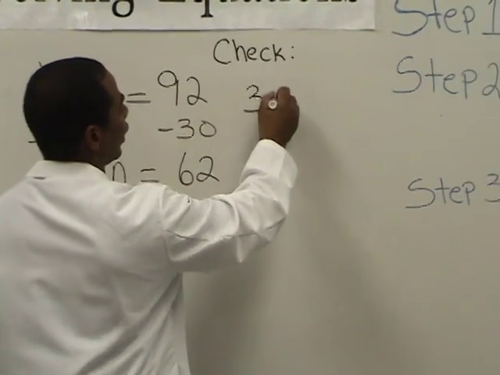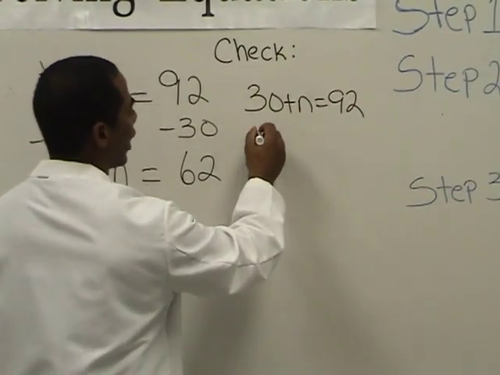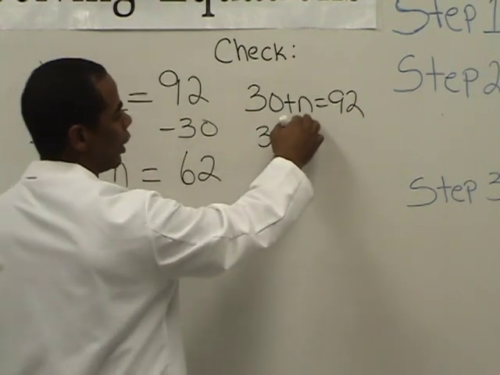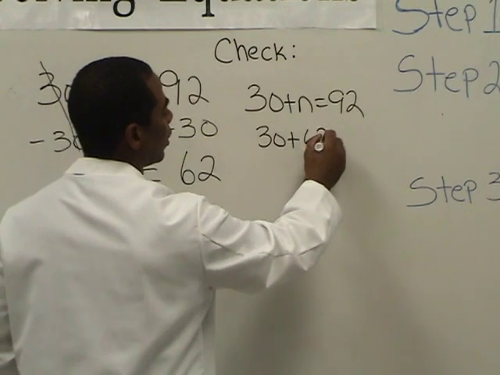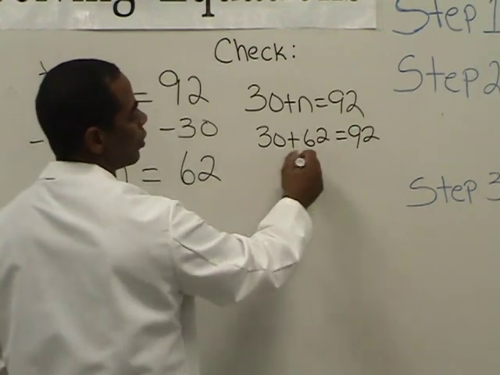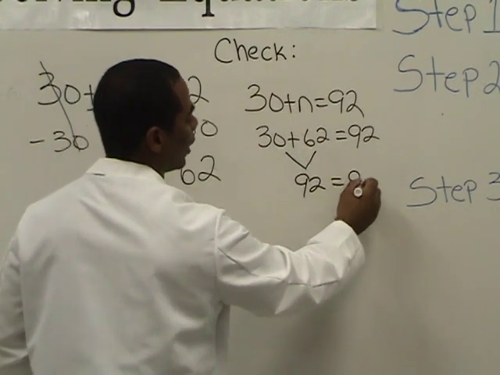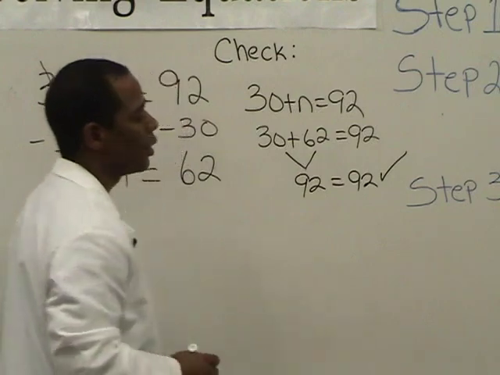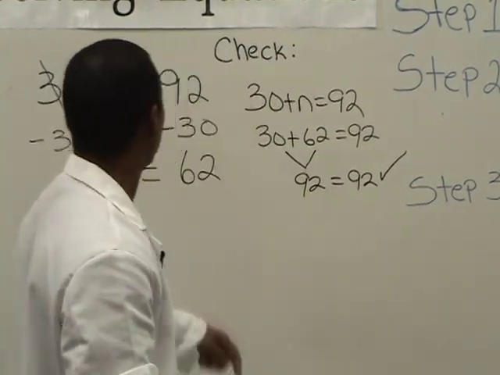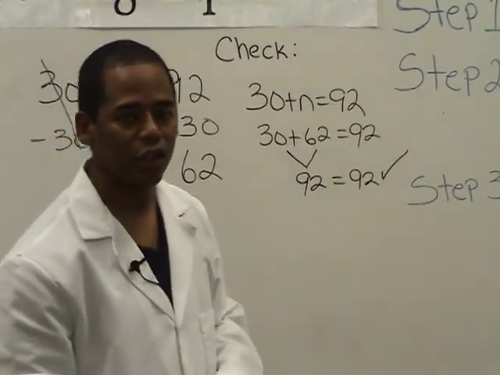Write the equation again. 30 plus n equals 92. Then I have 30 plus, we'll substitute the 62 in for the n. We'll have 30 plus 62 equals 92. And when we add 30 and 62, we have 92 equals 92. It's a true statement, so the answer is correct. So the answer to 30 plus n equals 92 was n is equal to 62.